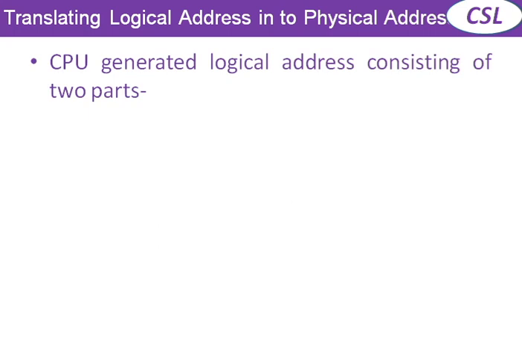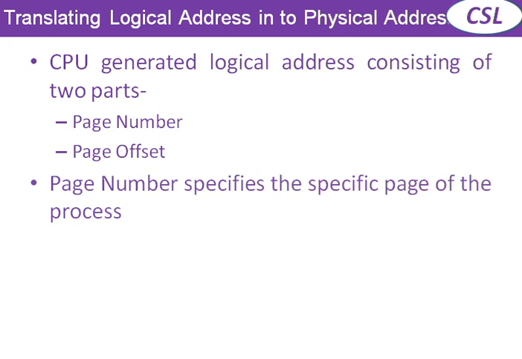The CPU generated logical address consists of 2 parts: one is page number and another one is page offset. What is page number? Page number specifies the specific page of the process. There are many pages available in the secondary memory, and for each page the identification is the page number.